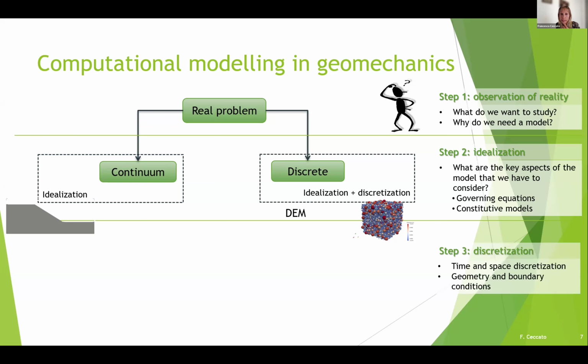So the following step is to discretize the model in time and space. We need to decide the boundary conditions, the geometry of the model, and so on. If we go for the discrete model and we model the single particles and the interaction between them, we have a DEM model, discrete element model. In this case, the discretization is automatic. Obviously, it's more difficult to solve.